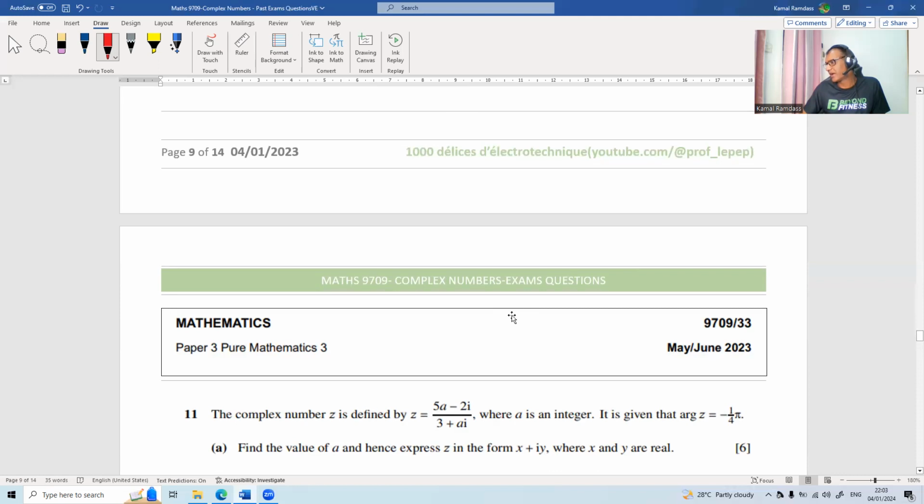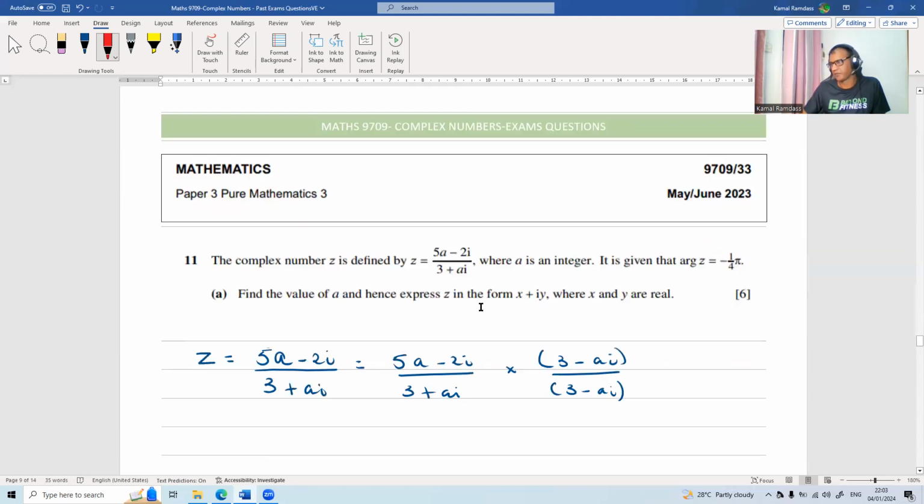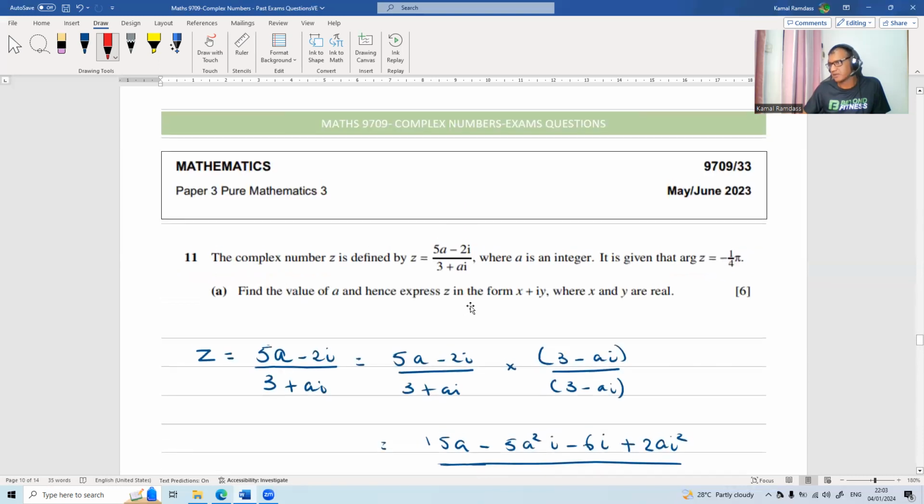May-June 2023, Paper 3, Version 3. The complex number z is defined by z is equal to 5a minus 2i divided by 3 plus ai, where a is an integer, very important, and it is given that the argument of z is equal to minus pi by 4. Find the value of a and hence express z in the form x plus iy, where x and y are real.